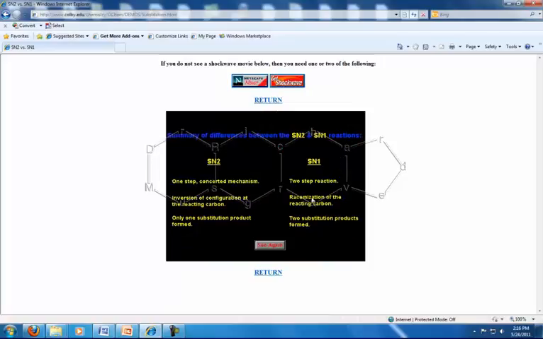So to summarize what's happening with the Sn2 and Sn1 reactions, Sn2 reactions are one step concerted, meaning happening at the same time. We get inversion of configuration at the reacting carbon, and we only get one product. The Sn1 process is a two-step reaction. We end up getting racemization of the reacting carbon, which means we get two enantiomeric products at the end of the reaction. That's two products instead of one product.